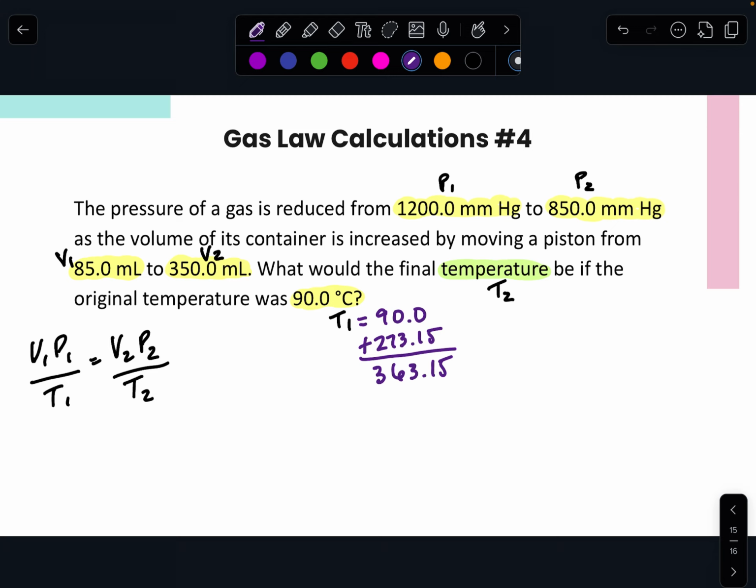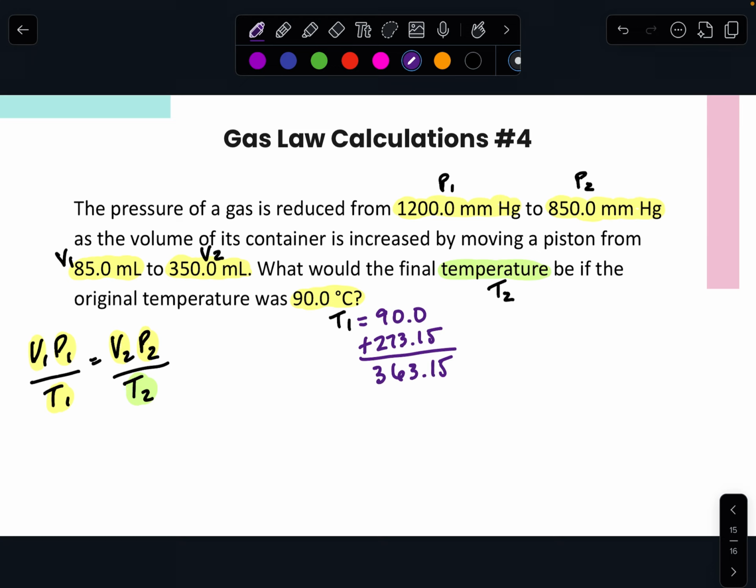So now let's just plug everything in, or kind of take a look at everything. In this one, I have a P1 and a P2. I have a V1 and a V2. And I have a T1 and a T2. So in this problem, I'm not going to erase anything out of my formula. I have to use this entire equation to solve this, because I'm looking at all three variables. So I'm going to go through and start plugging things in.